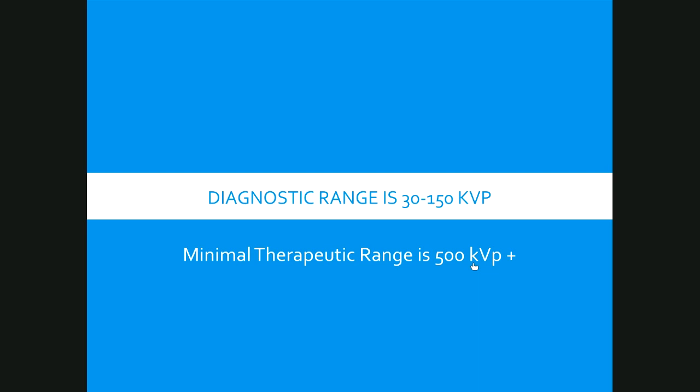So diagnostic range, this is where we typically operate as a radiologic technologist, and then a minimal therapeutic range, which a radiation therapist would operate, would be at the lowest 500 kVp all the way up to 30 mega electron volts.